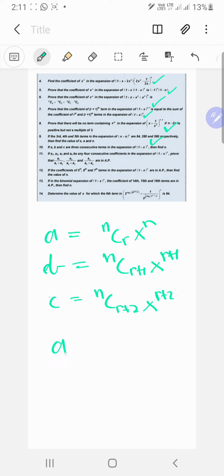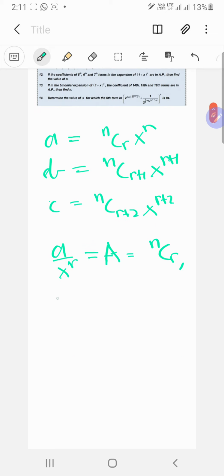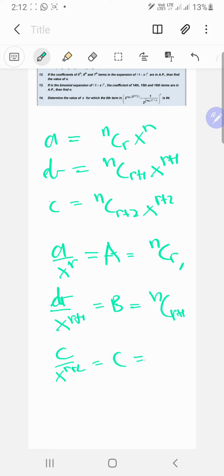So you will get a upon x^r, just call this capital A. So capital A is n choose r. And then you also have b upon x^(r+1) equals capital B, which is n choose r+1. And you also have c upon x^(r+2) equals capital C, which is n choose r+2 over there.